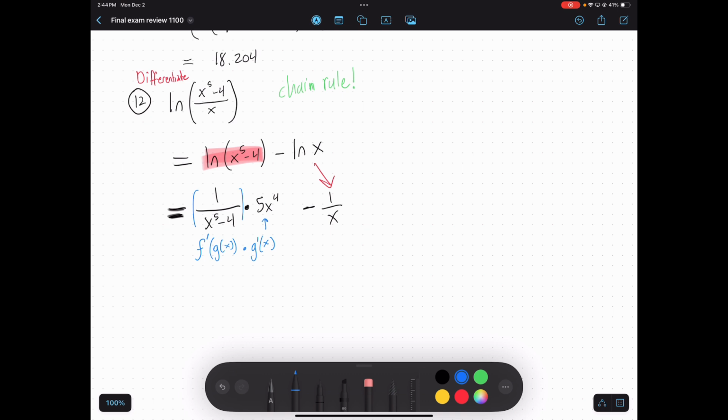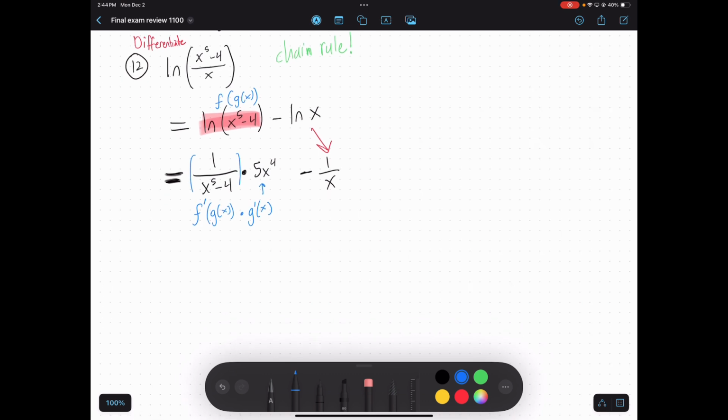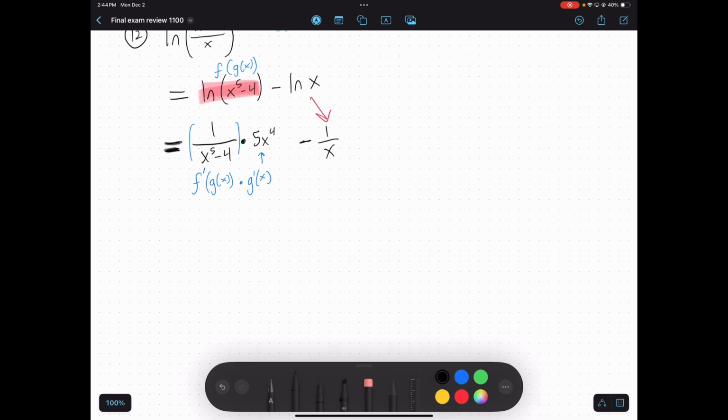Originally it was just f of g of x, a function inside of another function. Everybody okay with that? Is that helping us remember how to do chain rule? And then like we said with this other one, it's nice and simple because I know the derivative of the natural log of x is just 1 over x. And that's as complicated as that one gets. Simplify this a little bit, and we're done.